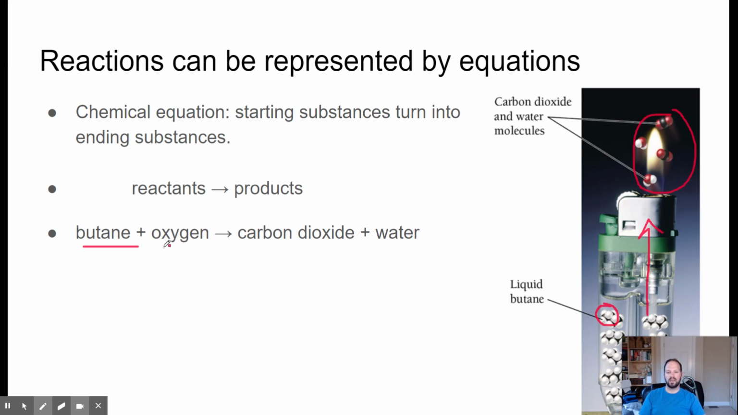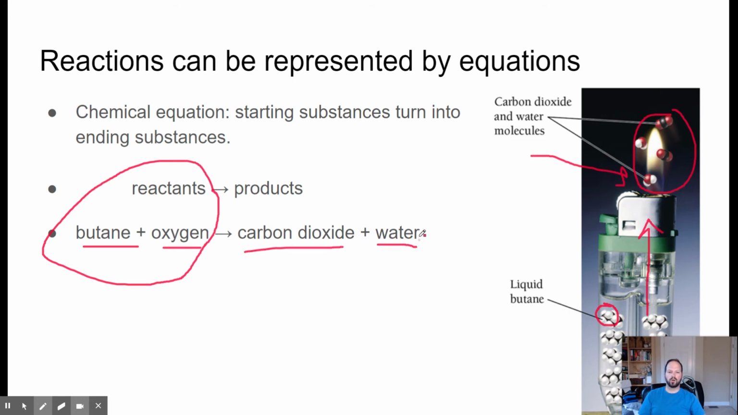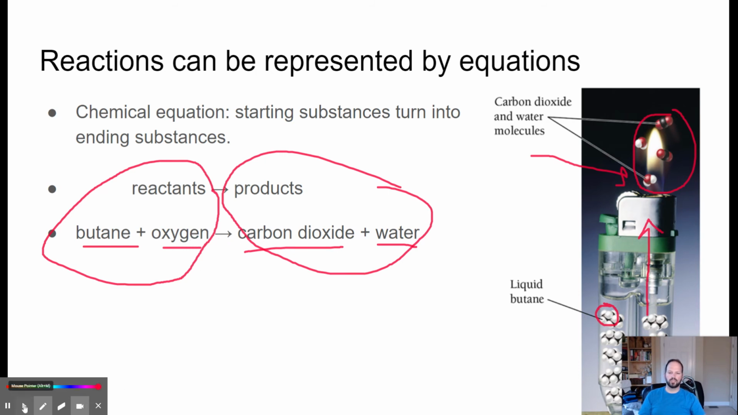That's why butane and oxygen are the reactants. Wait, oxygen? Yeah, because you need oxygen to burn things. It's coming from the air. It's not displayed, but the oxygen comes in that way. And then carbon dioxide and water are the products, so we'll write them on the right side of an arrow. So that's called the chemical equation.